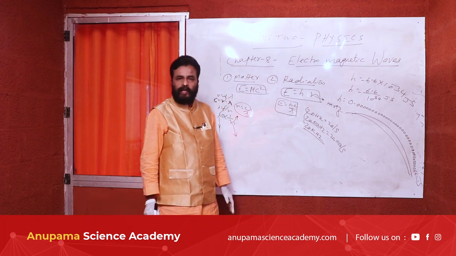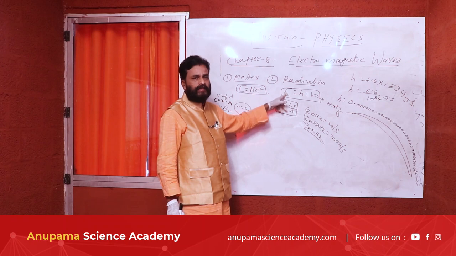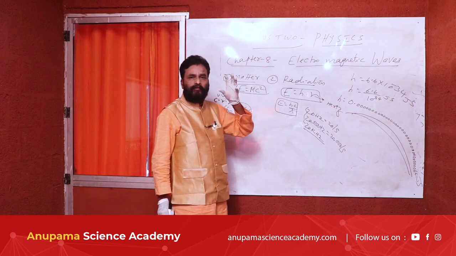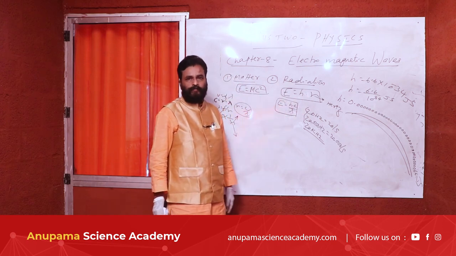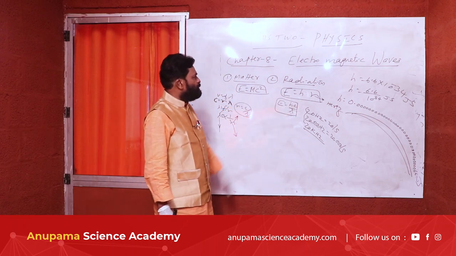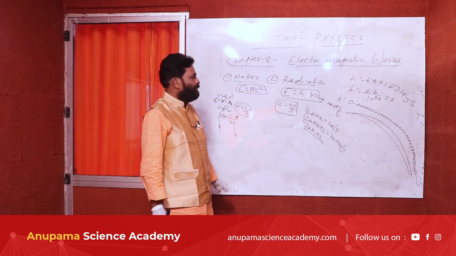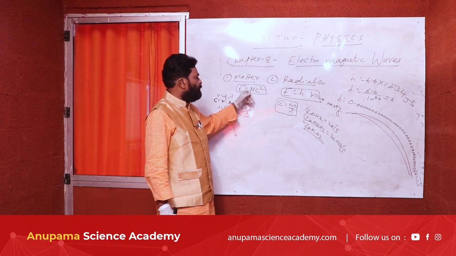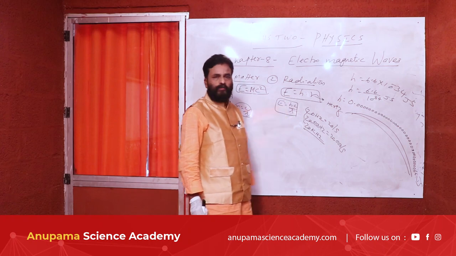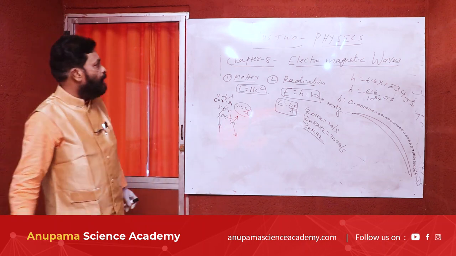According to quantum theory, light consists of small packets of quanta. The new name is photon, not proton, but photon. The energy of a photon is given by E equals h nu. One quanta energy is E equals h nu. So these are the two expressions for matter and radiation. Matter, E equals mc square, is the theory of relativity by Albert Einstein. Radiation, E equals h nu, is the quantum theory by Max Planck.